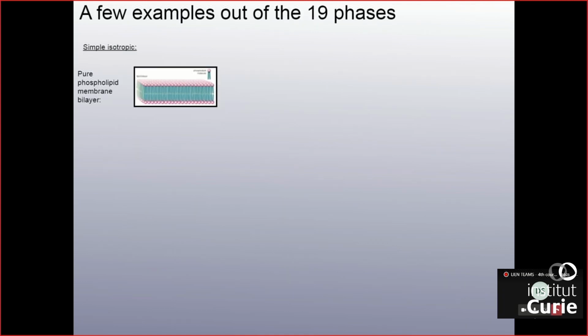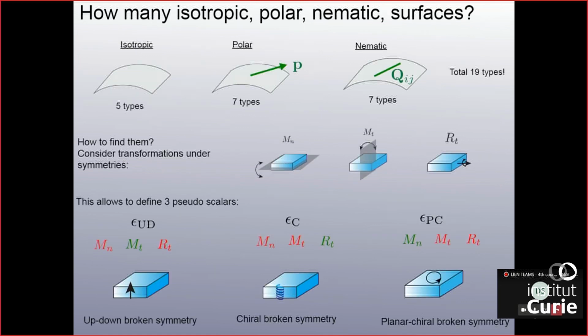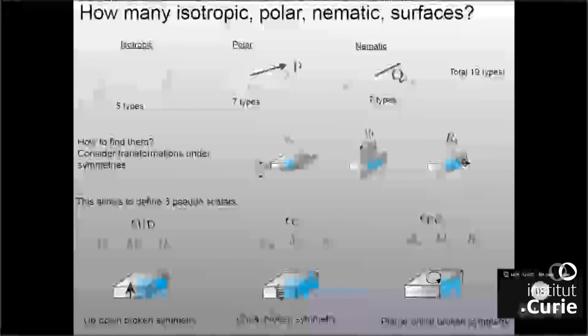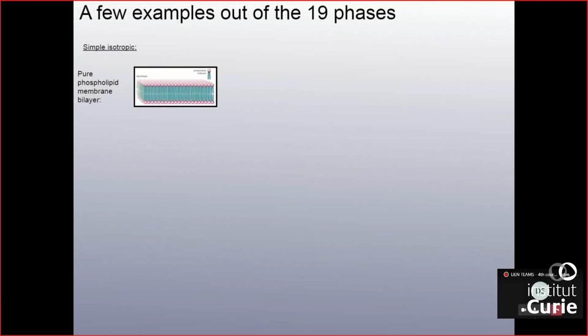Okay, so I'm giving here some examples of surfaces. I should say, using this categorization, that's how one can find that there are 5 types of isotropic surfaces, and then one can do a similar analysis if there is a polar vector or a nematic tensor and find these additional types. Okay, and I'm not going to show the 19 types, but just some examples.